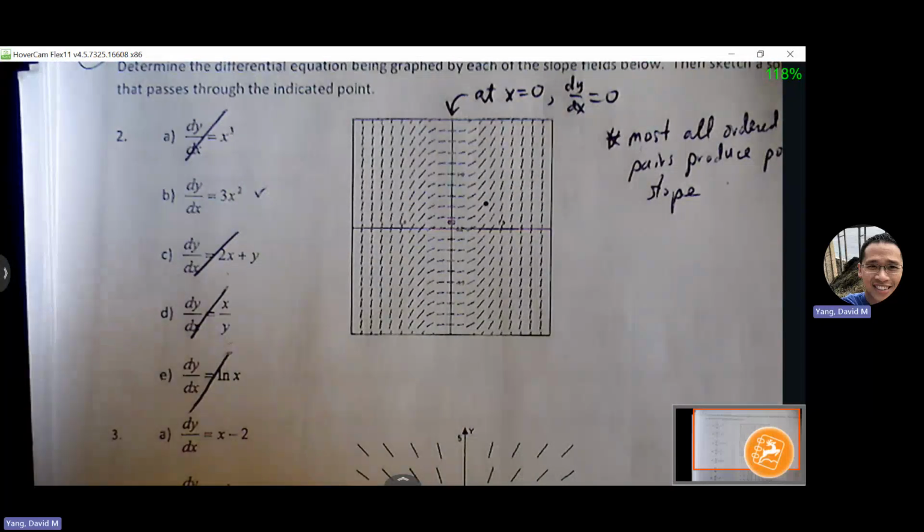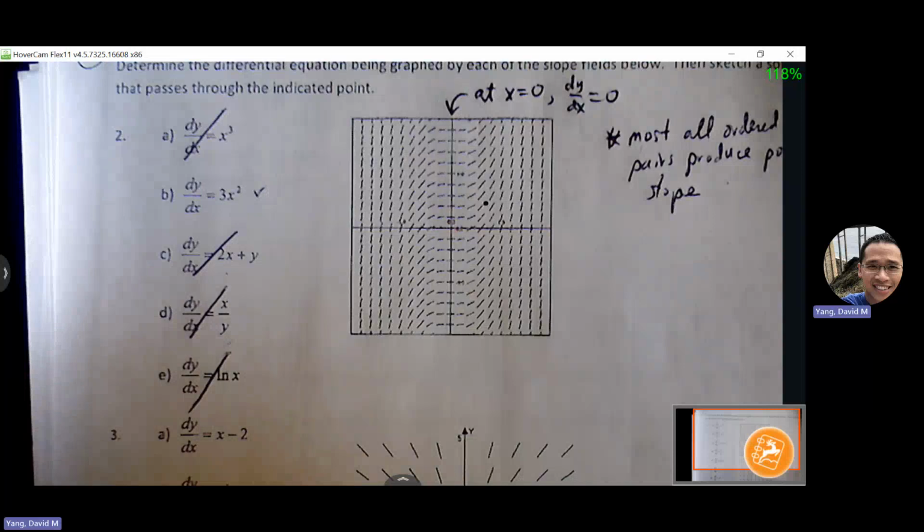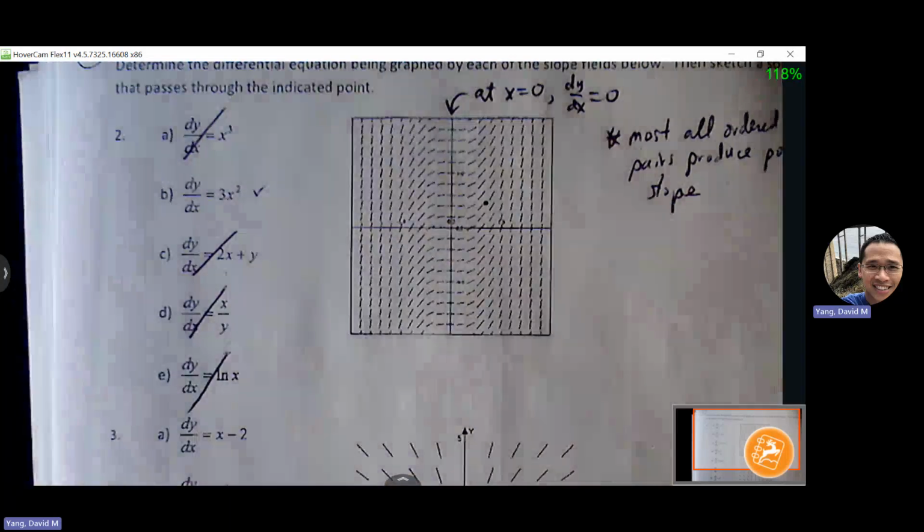So I think that's the strategy for these multiple choice problems: remove all the wrong ones, and then you're either staring at the correct answer, or you may have to work a little more to decide between two. Okay.